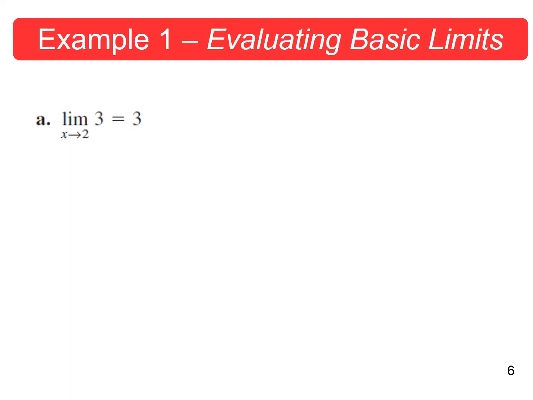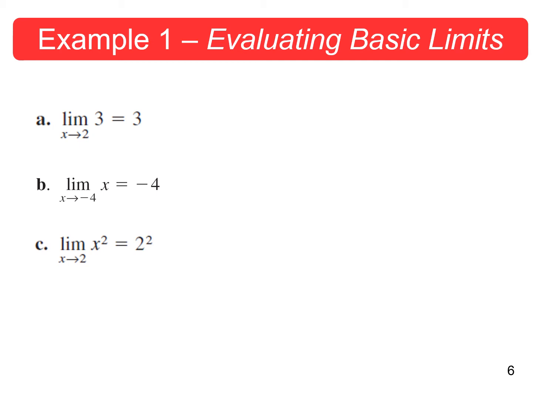For example, the limit of 3 as x approaches 2 is just equal to 3, because the limit of a constant as x approaches whatever number is still equal to that constant. That was in theorem 1.1. Next, the limit of x as x approaches negative 4. Here, x is continuous everywhere, so we'll just use direct substitution. So replacing x by negative 4, therefore the limit of x as x approaches negative 4 is just equal to negative 4.